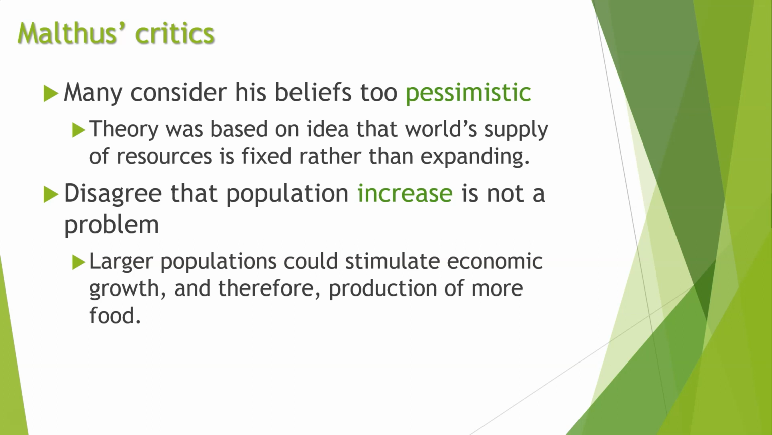Malthus' critics, Boserup included, believed that he was too pessimistic, a theory based on the idea that the world's supply of resources is fixed rather than expanding. And again, think about that cornucopia effect. With more human beings, there's more ingenuity, more creativity. We're going to come up with innovative ways to produce more. Some disagree that population increase is a problem. Larger populations can stimulate economic growth. Again, we can create more economic growth, more resources, and feed a population.